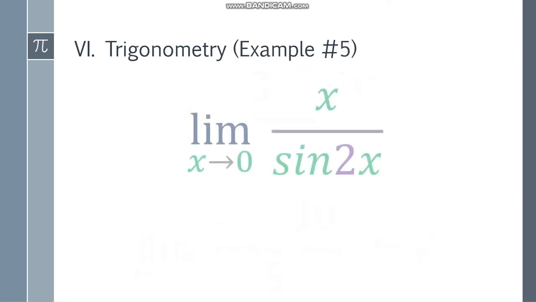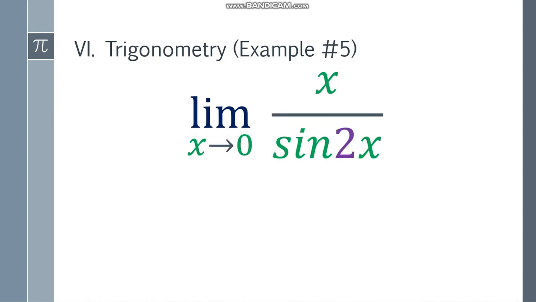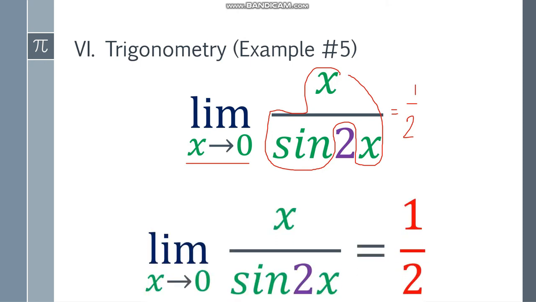Example number 5. What if we have, okay, I just flip it. X over sine 2x. Again, x approaches 0. Remember, x over sine x is equal to 1. But this one, the 2 is in the denominator, so that will be considered as 1/2. So 1/2 times 1, that will be 1/2.